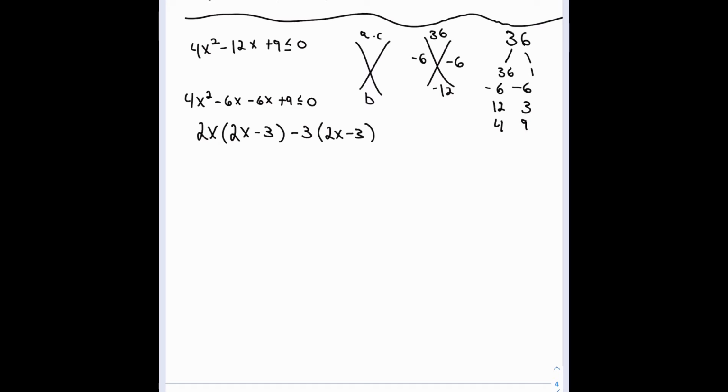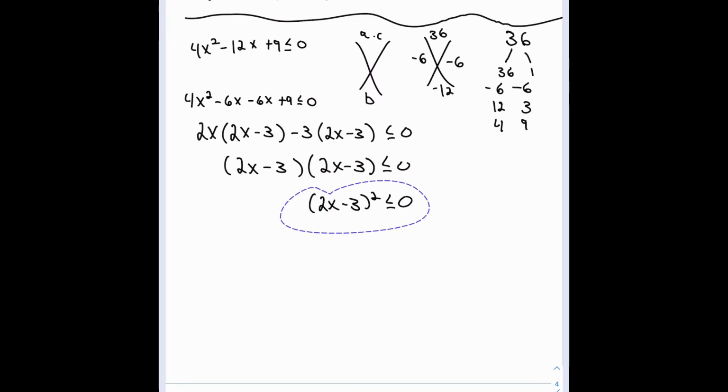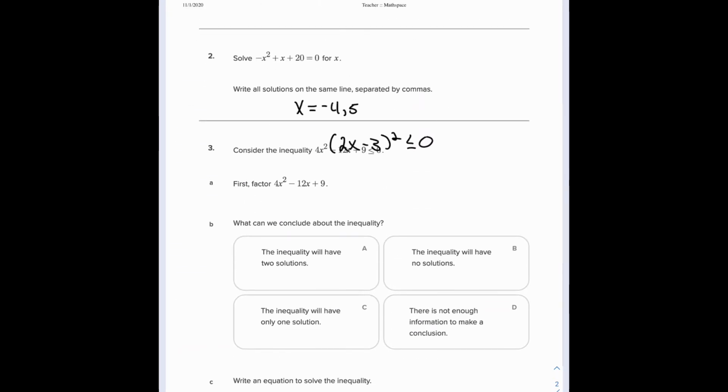What we notice here is that we can pull out this binomial, 2x minus 3, and then we're left with another 2x minus 3. This is all less than or equal to 0. And since these two are the same, that's the same as the quantity 2x minus 3, all squared, less than or equal to 0. And so that is how we factor this inequality.